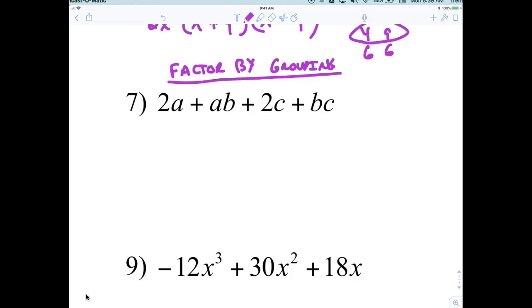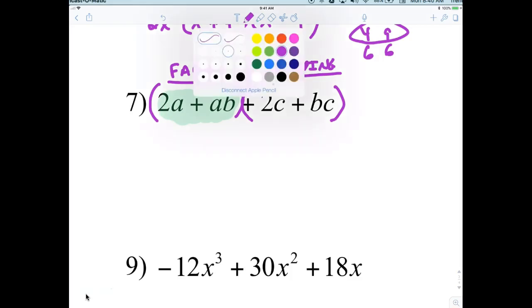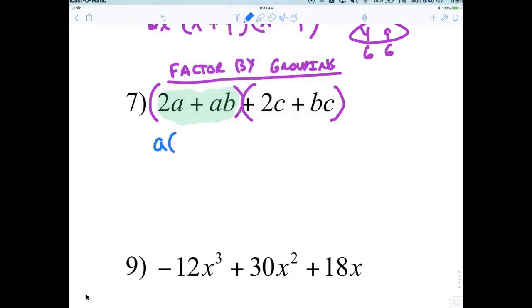All right? So in this case right here, I put a parentheses here, a parentheses here, a parentheses here, and a parentheses here. Everybody agree with that? Now, you do common factors. So again, if I'm just specifically looking at this right here, what's common? A. So now we're going to write down A. And then what's left behind? 2 plus B.